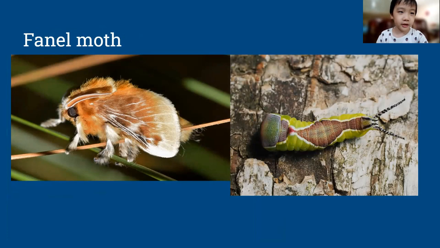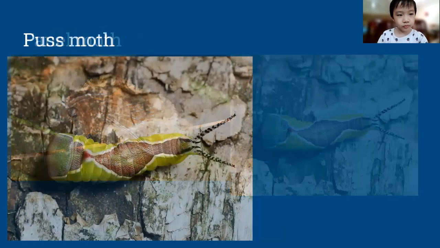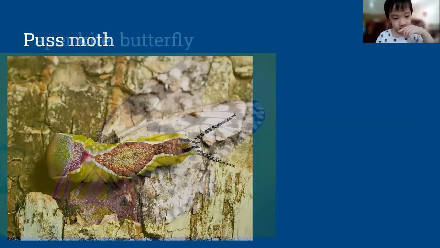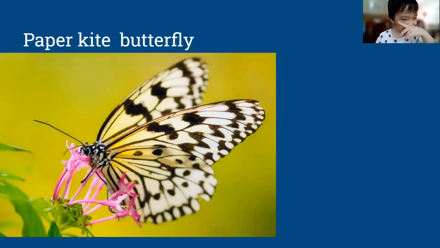When they are caterpillars, they are poisonous. When they are adults, they are not. This is a flannel caterpillar. When they become adult moths, they are very flannelish. This is a paper kite butterfly.